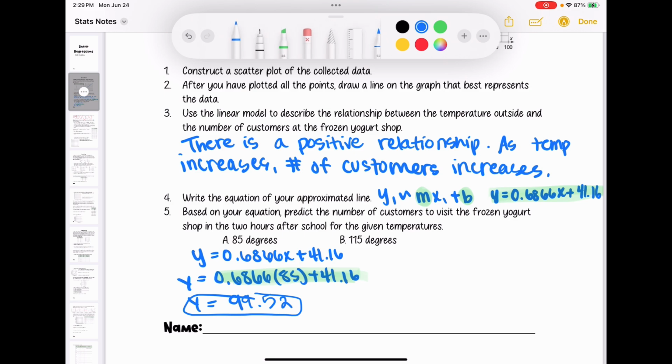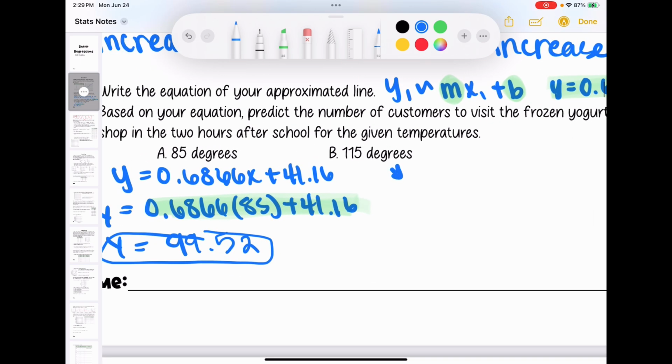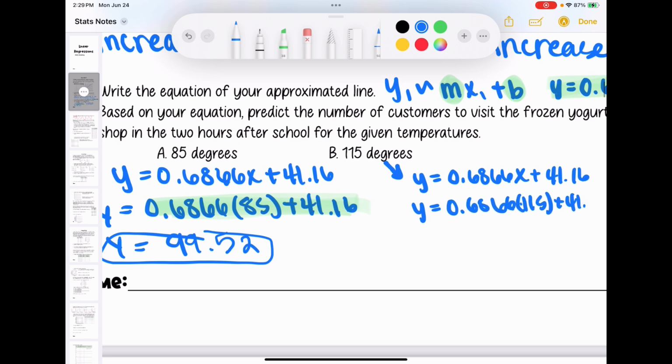All right, for part B, we want 115 degrees. So I take my equation, I'm going to plug 115 in for X. This will get typed into my calculator, and you should get 120.112.